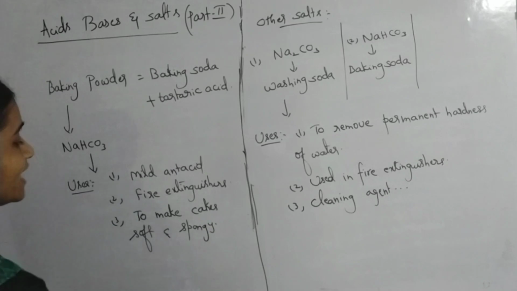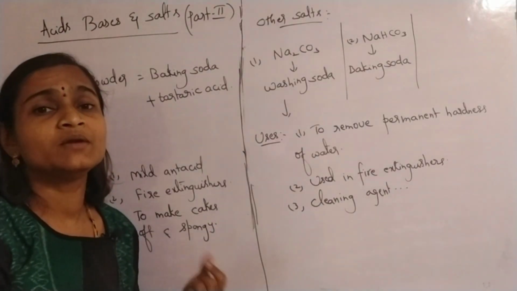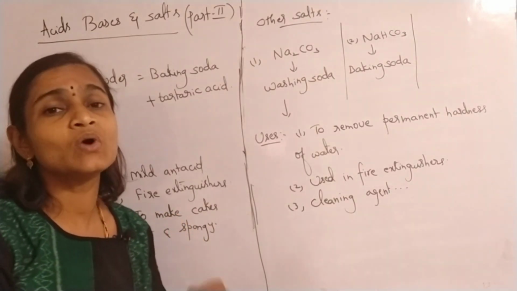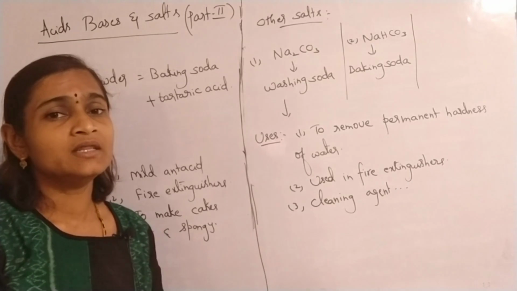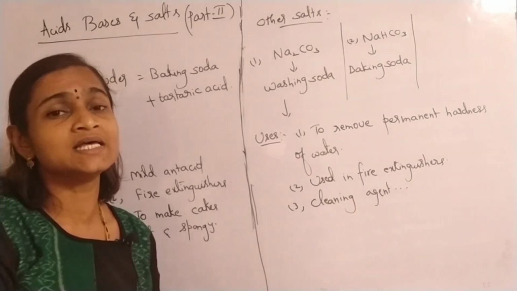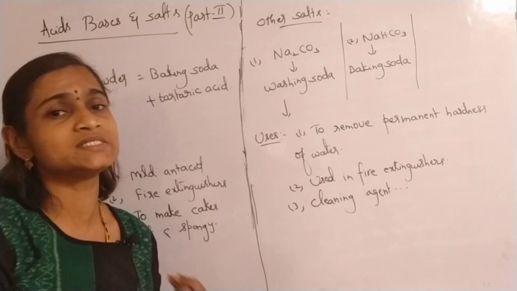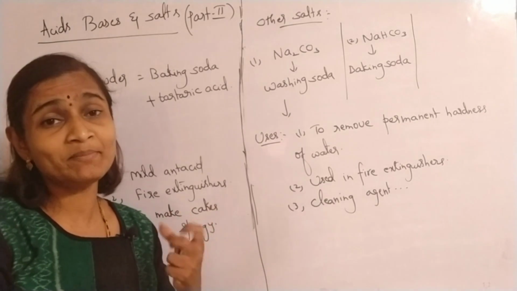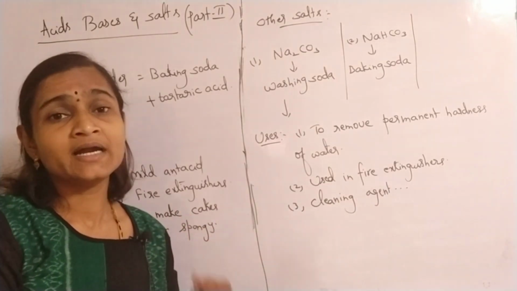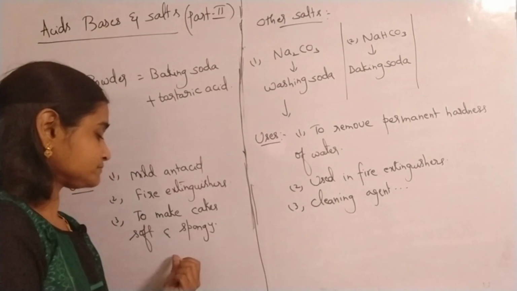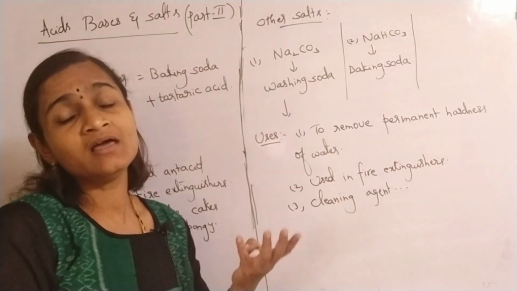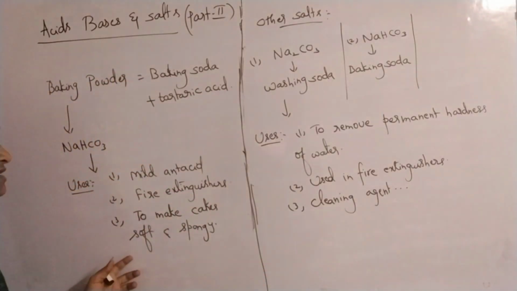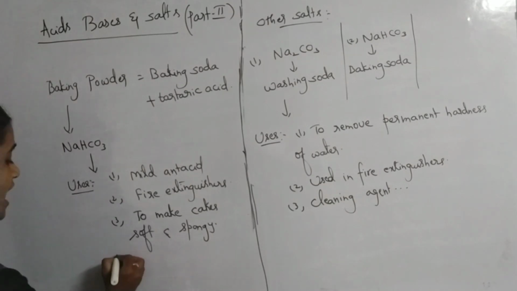Okay, so why are cakes made soft and spongy? When you are preparing the dough itself, if you add this baking soda and even a little quantity of vinegar to the dough, then by the mixing of these two substances, it results in the release of carbon dioxide gas. Now the carbon dioxide gas which is released gets trapped in the dough, and that's why the cake, while baking, remains soft and spongy.